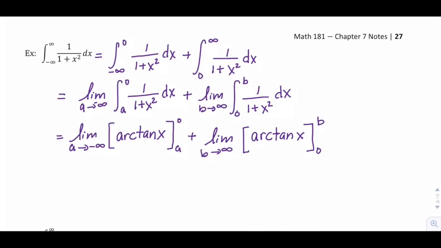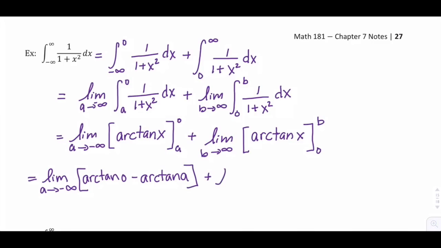Let's go ahead and substitute in our limits of integration here. We get the limit as a goes to negative infinity of arctan of 0 minus arctan of a, plus the limit as b goes to infinity of arctan of b minus arctan of a.